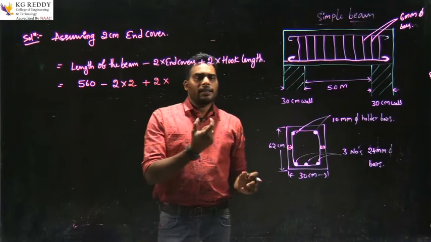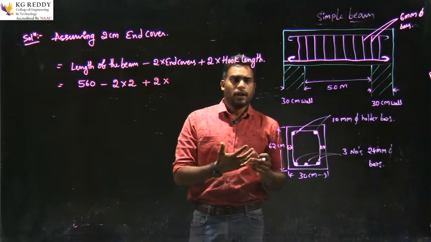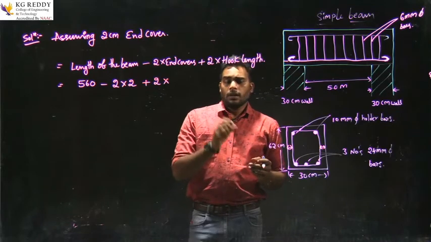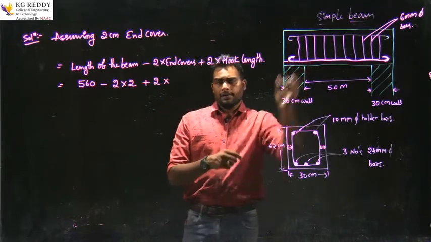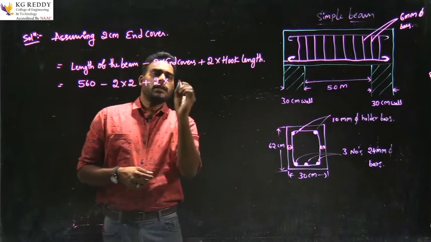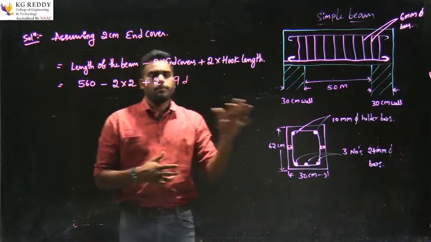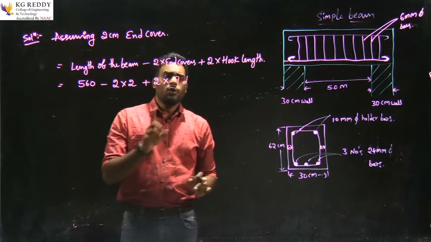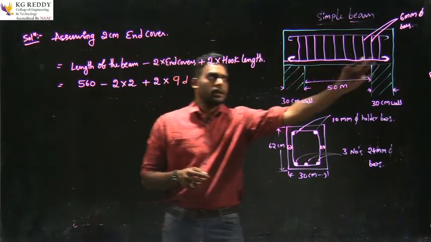The hook length is 9D. Okay, 9D is the hook length. So D is nothing but the diameter of that bar. So hook length is nothing but 9D, where D is the diameter of the bar. This is the one hook length. So we are multiplying with 2 because here the 2 hooks are there.